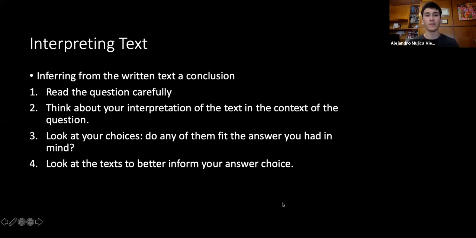Read the question carefully. Think about your previous interpretation of the text. Remember what I told you about creating a mental understanding of the text, a global view. Keep that in mind when you're reading the question about interpreting text. What's your answer off the top of your head? What's the first answer that comes to mind? And then look at your choices. Do any of them fit the answer you had in mind? And then you can eliminate one or two by process of elimination. And then look at the text to better inform your answer choice, to make sure that your answer is the right one. Does that make sense?